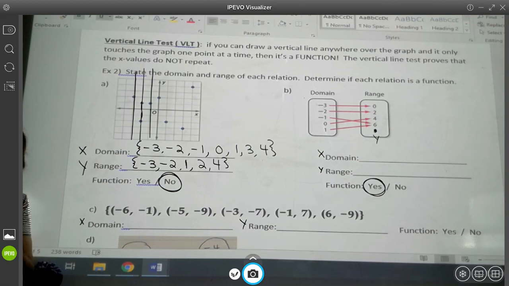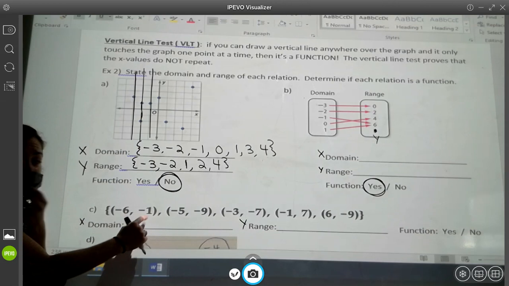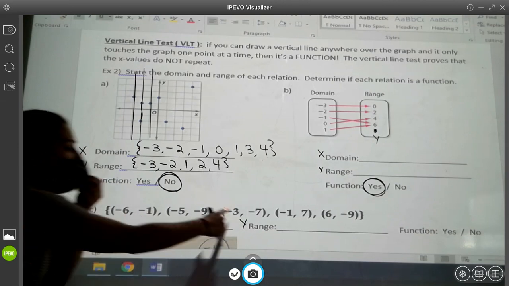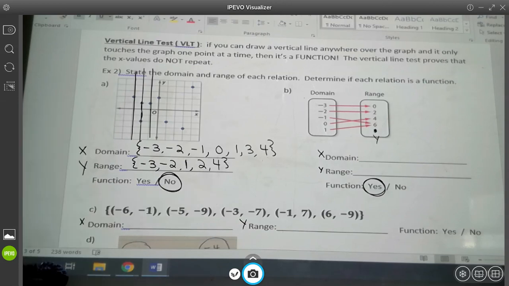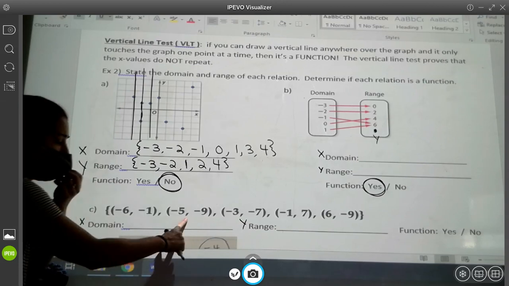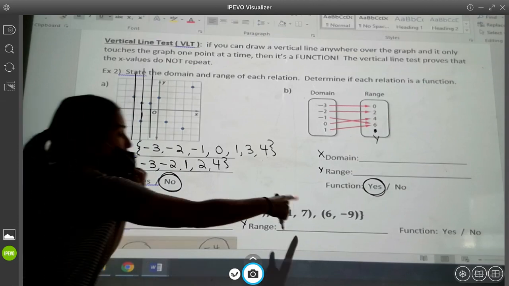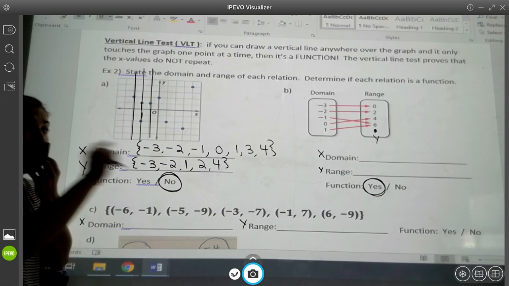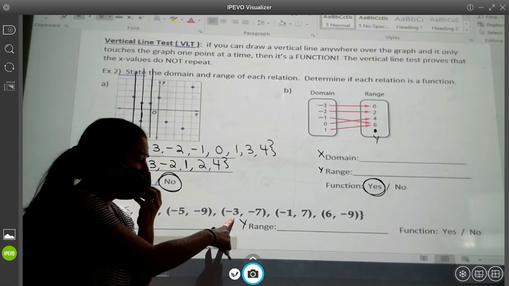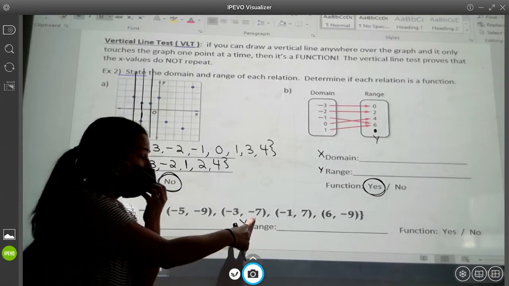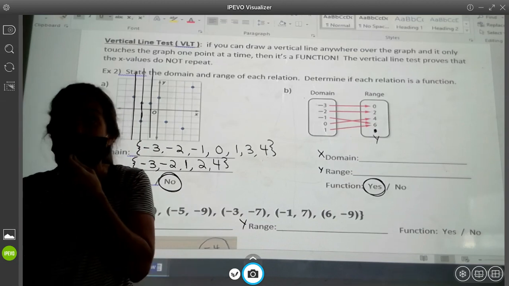These ordered pairs are telling you a story. This ordered pair is telling you that when -6 goes in, he makes a -1 come out. Do you see another ordered pair that says -6 goes in and he also makes a different number come out? No. This ordered pair says that when -5 goes in, it makes a -9 come out. Do you see another ordered pair that says -5 goes in and makes a different number come out? No. This one says -3 goes in, he makes -7 come out. Is there another ordered pair that says -3 goes in and makes a different number come out?